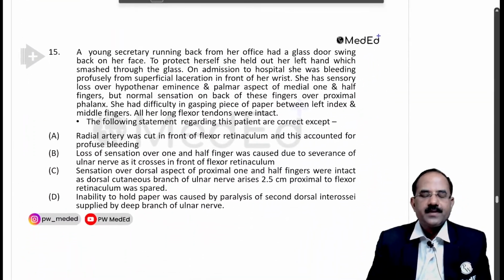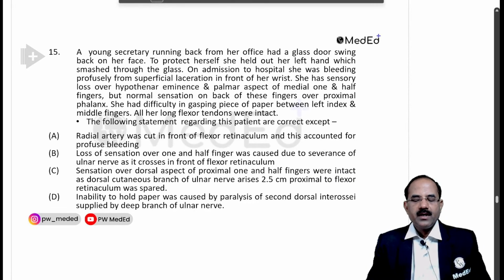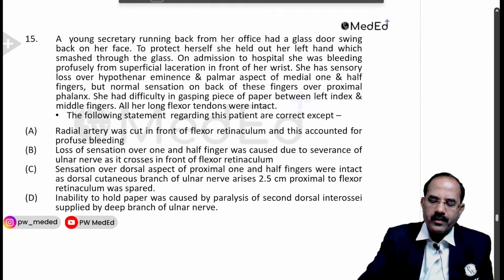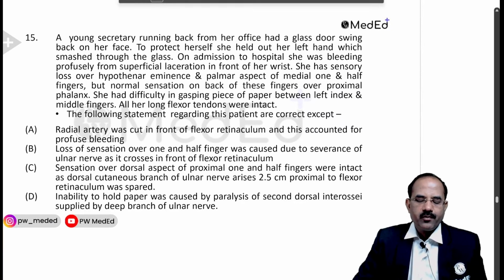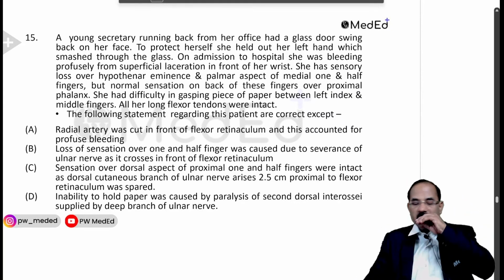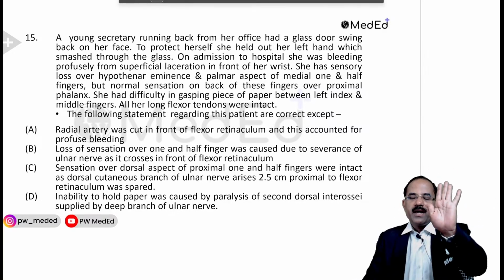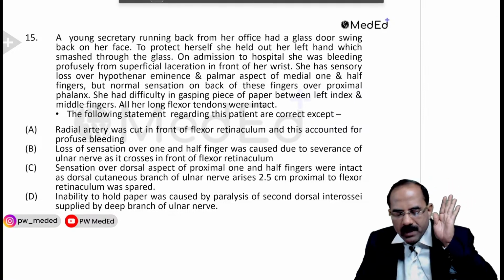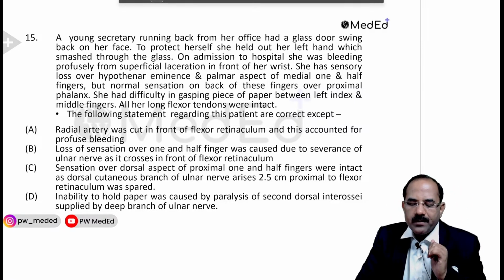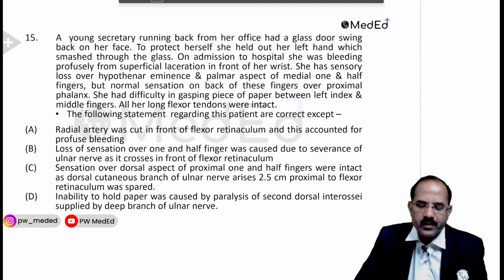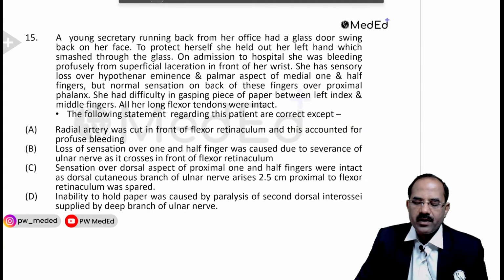Shall I answer this, students? Number 15. A young secretary running back from her office had a glass door swung back on her face. To protect herself, she held up her left hand, which smashed through the glass. On admission to the hospital, she was bleeding profusely from a superficial laceration in front of her wrist.